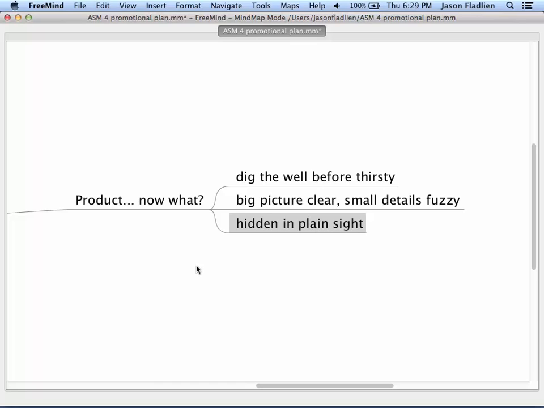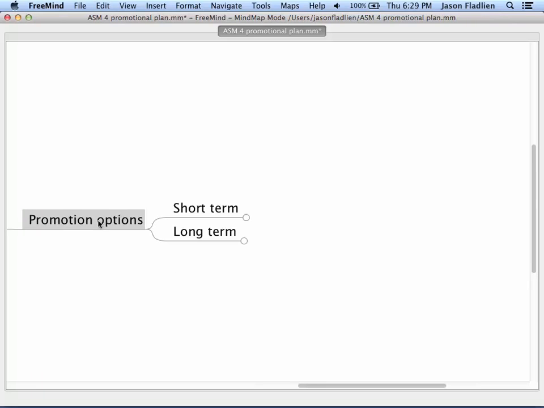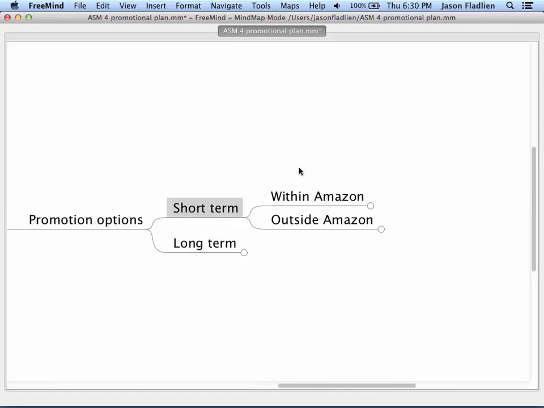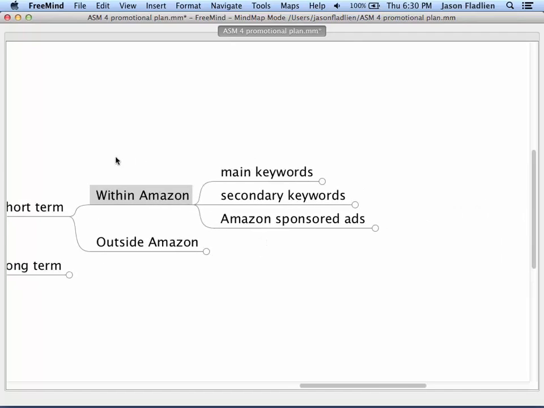Now let's break down some specifics. For promotion options, I'm going to break it down into two categories. There's the short-term promotion options, and then there's the long-term promotion offers. Let's start with the short-term. In short-term, there's basically two ways that you're going to get traffic to your Amazon products: the traffic within Amazon, where Amazon basically gives you the traffic, and then the traffic outside of Amazon. So let's start with traffic inside Amazon.